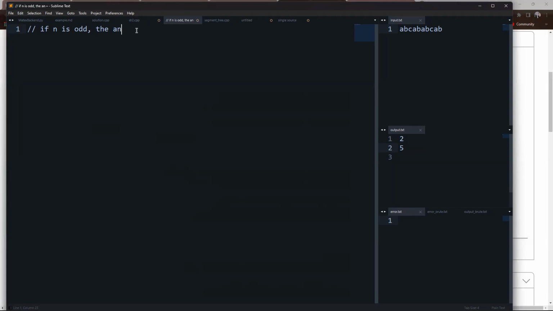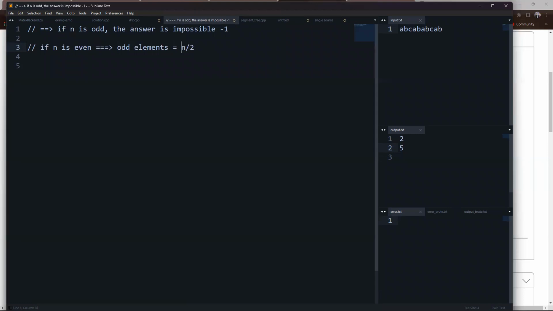So if n is odd, then the answer is impossible. That is the very first thing. If the answer is impossible, you just print -1. Otherwise, if n is even, then your odd elements must be equal to n by 2. Similarly, your even elements must also equal n by 2.